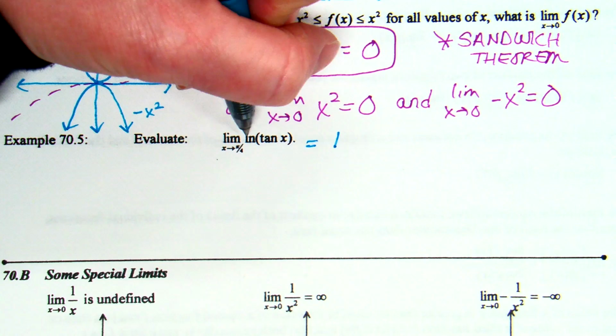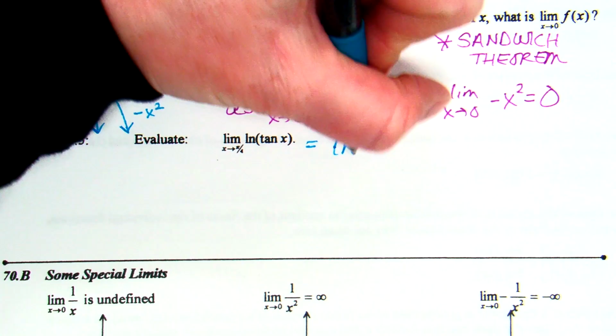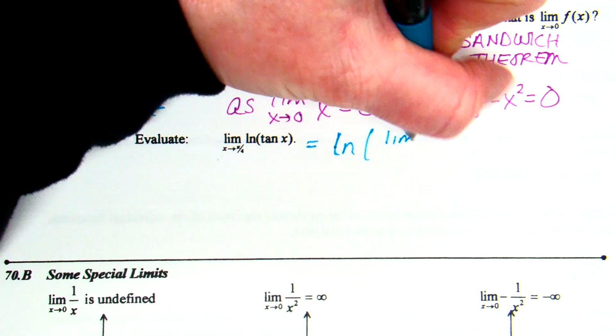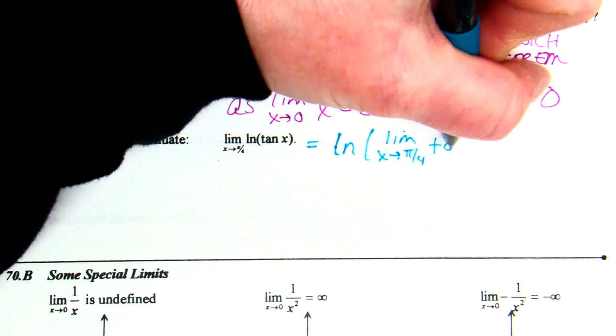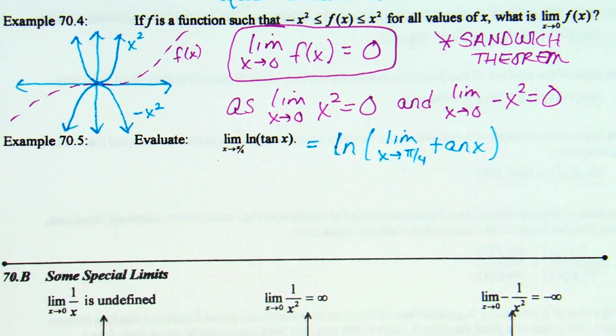The idea is I can take the natural log here, since it is the outside function, and I can pull it out. So this is going to be the natural log of the limit as x approaches pi over 4 of tangent x. Now this is a little more doable, because I can think about the limit as x approaches pi over 4 of tangent x.